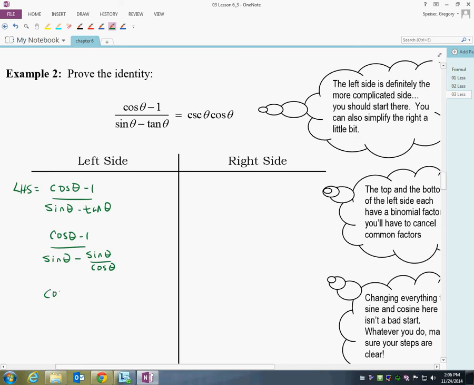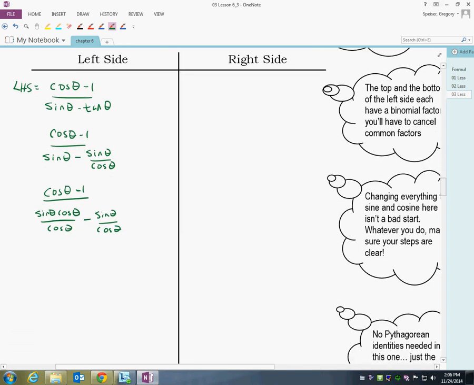So my next line will look like cos theta minus 1. That's still my numerator. And here I'm going to have sine theta cos theta all over cos theta minus sine theta over cos theta. Okay, it's getting a little bit long, but we're getting there. So my next line, I can put this over one denominator, keep the top the same, cos theta minus 1 all over sine theta times cos theta minus sine theta all over cos theta.